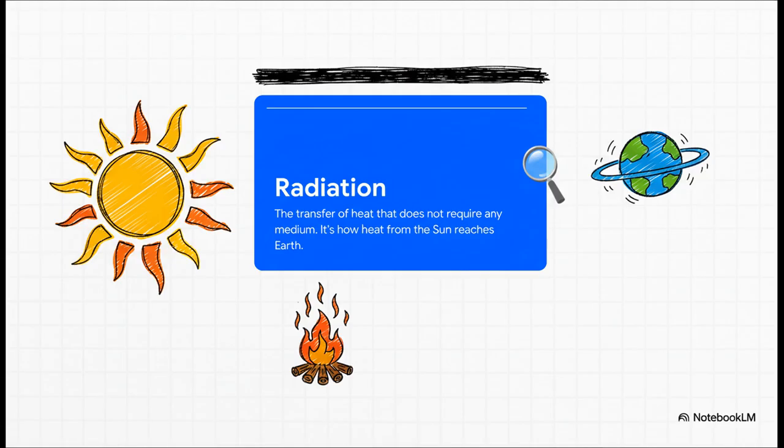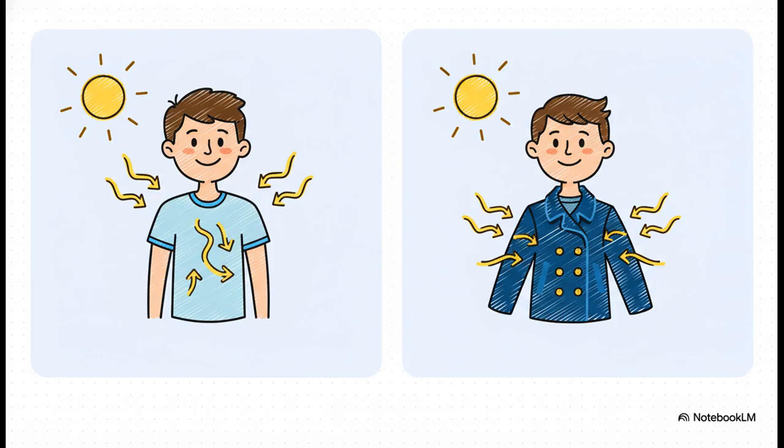How cool is that? Radiation also explains why we wear different colored clothes. Light-colored clothes, like a white t-shirt, reflect most of the heat radiation, which is great for keeping us cool in the summer. But dark colors, like a black shirt, absorb more of that heat, which helps to keep us nice and warm in the winter. See? It's just simple physics helping you pick out your clothes.